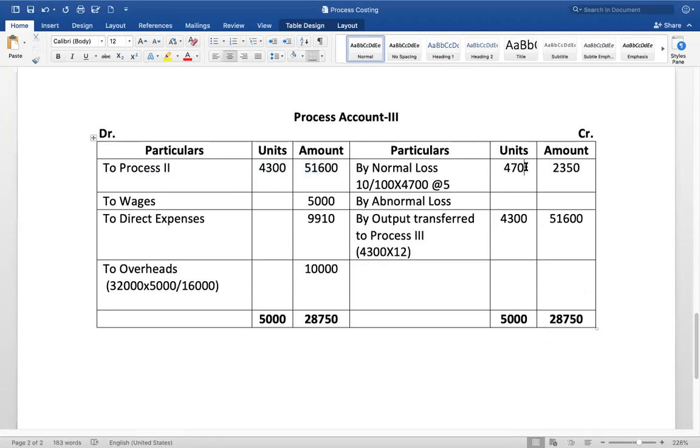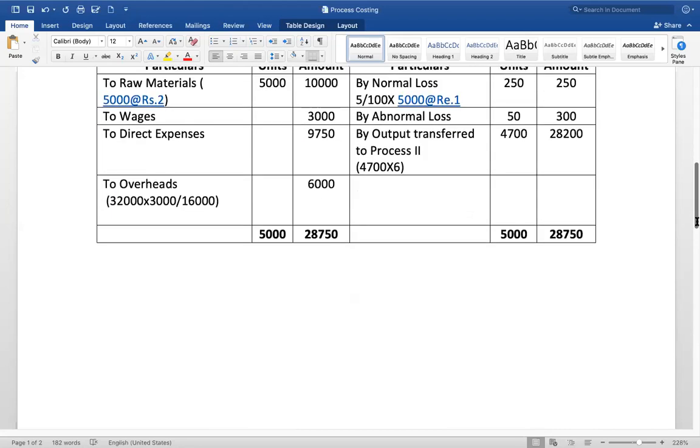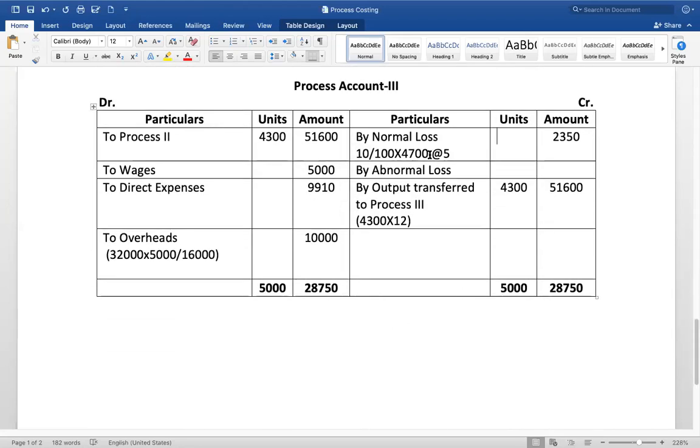What is the normal loss here in process 3? Normal loss is 5%, but the scrap value is 6 rupees. 5% of what? 5% of 4,300. 5 by 100 into 4,300 is the number of units. If you want it in value, multiply with the scrap value of 6 rupees per unit. Can you quickly tell me the value? 4,300 into 5% is 215 units, if I'm not wrong.